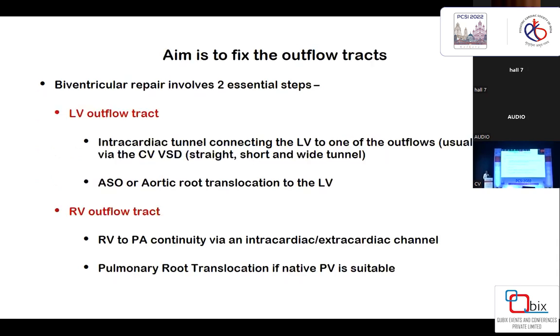So the basic surgical aim in this group is to fix the outflow tracts. Biventricular repair involves essentially two steps. Fix the LV outflow either by using an intracardiac tunnel, connecting the left ventricle to the outflow, usually the aorta, via the VSD. The tunnel is expected to be short, straight, and wide, or do an arterial switch operation or aortic root translocation if the anatomy is not feasible for an intracardiac tunnel. The right ventricular outflow tract is usually dealt with by establishing an RV to PA continuity, either using an intracardiac channel or an extracardiac channel, or pulmonary root translocation if the native pulmonary valve is suitable for utilizing it for function.